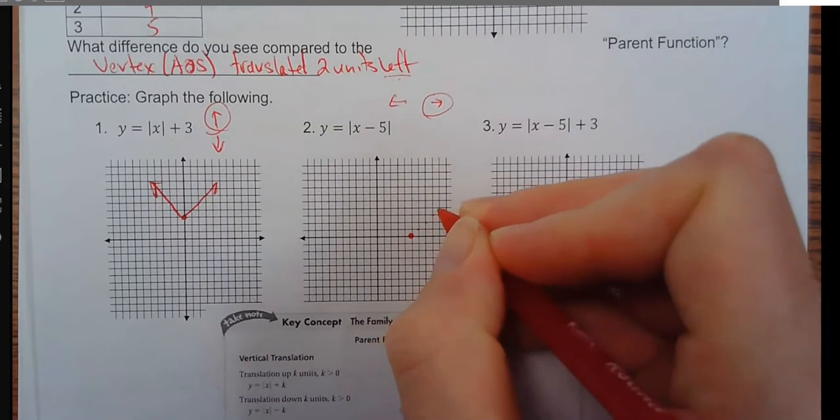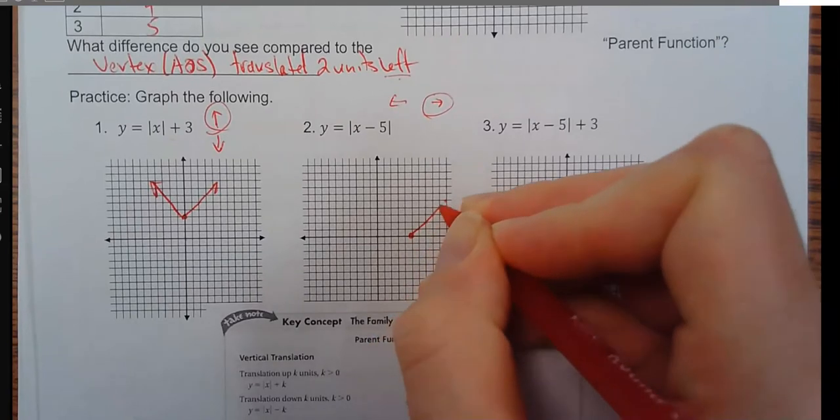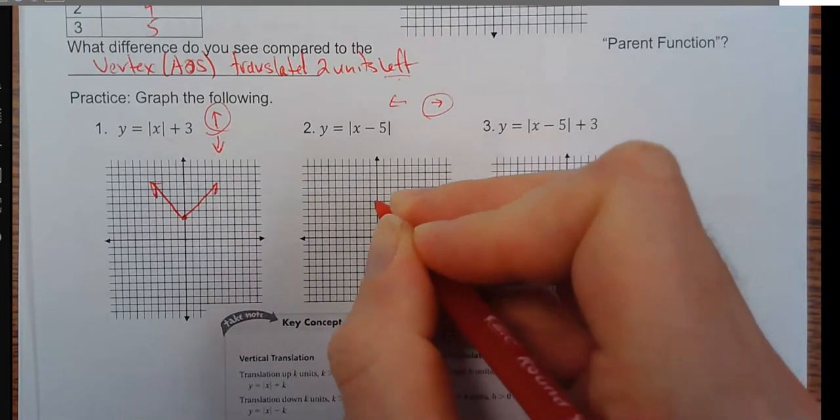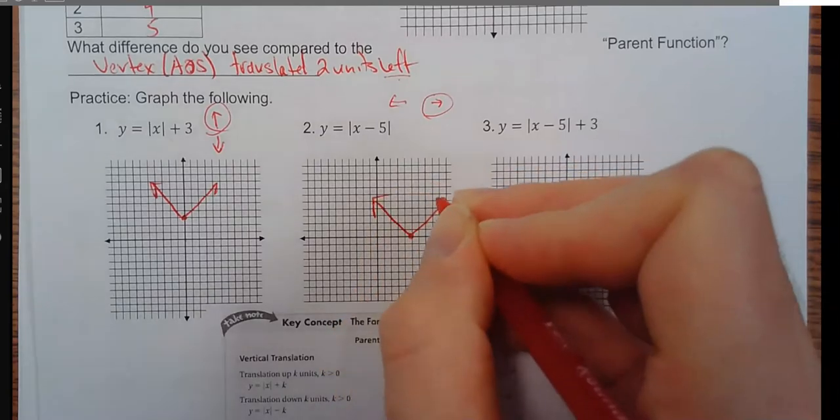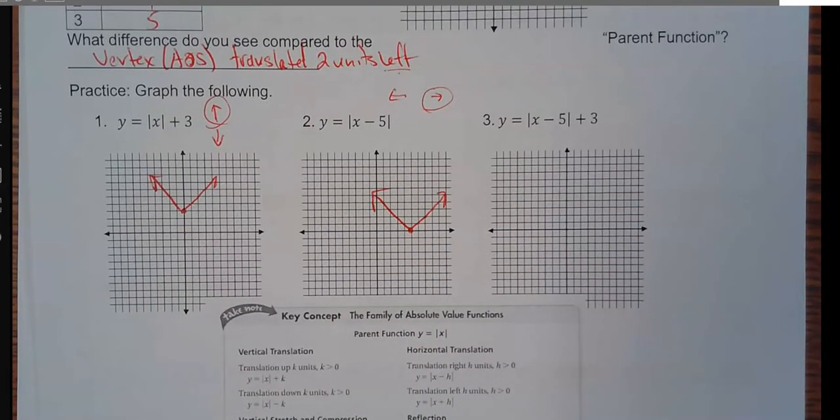So pick a point out here. And put some arrows on the ends because it does keep going. These graphs don't ever stop. They keep going up forever.